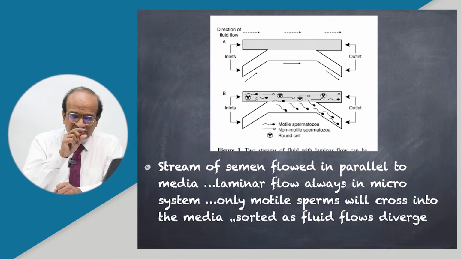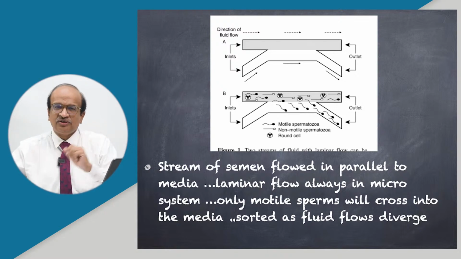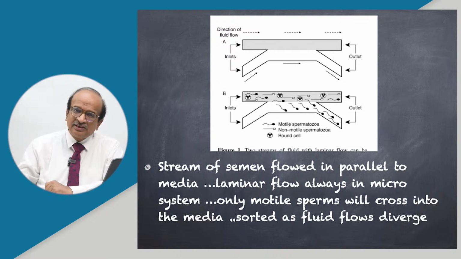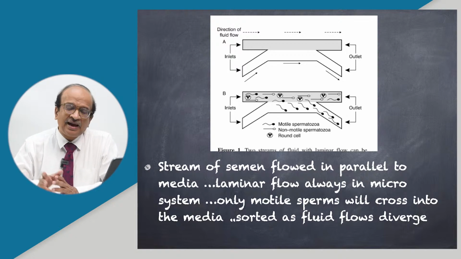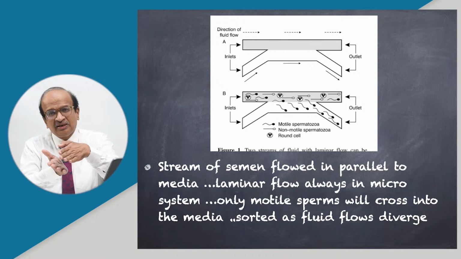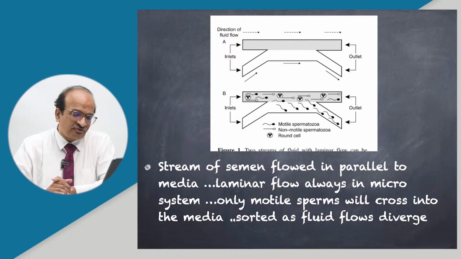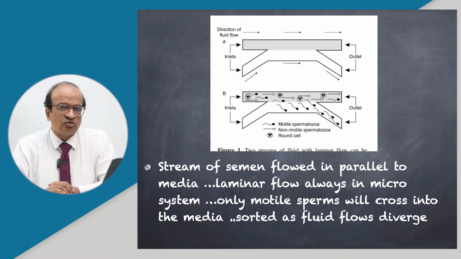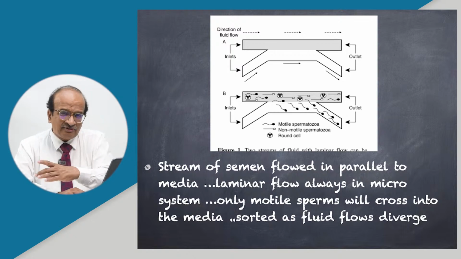There is a stream of semen which goes through the upper channel in a linear fashion. In the lower channel, a laminar flow of media is established. And as the motile sperm come in contact with the laminar flow of media, they get selected and come out with the media further. This is the typical microfluidic technology basics, and as the fluid streams diverge, the motile sperm get selected.